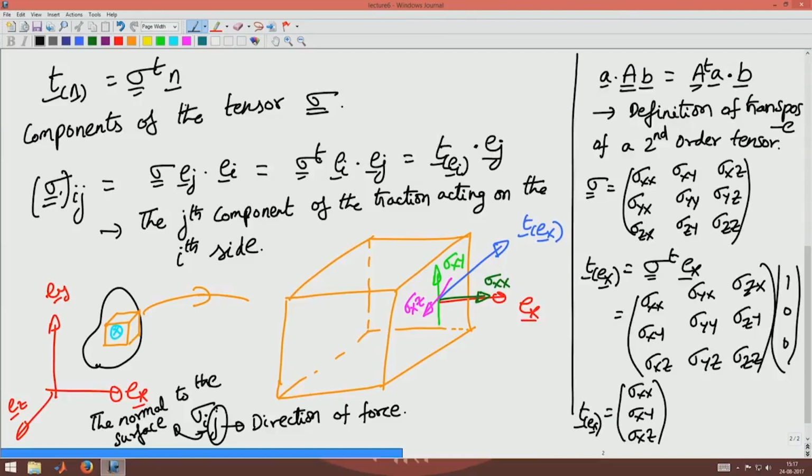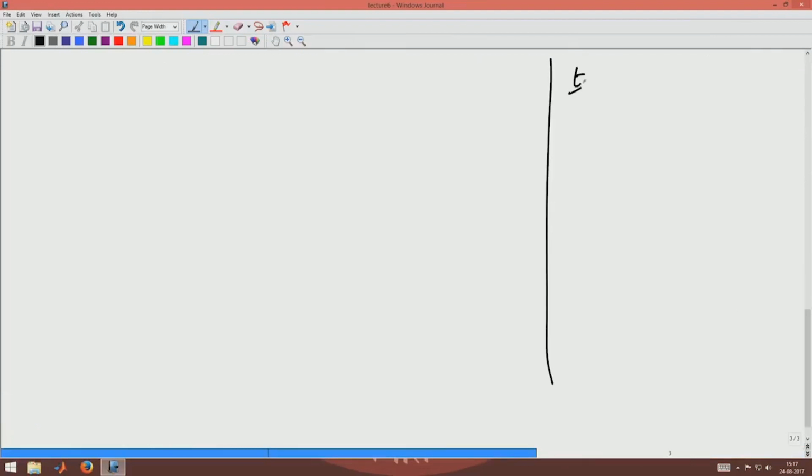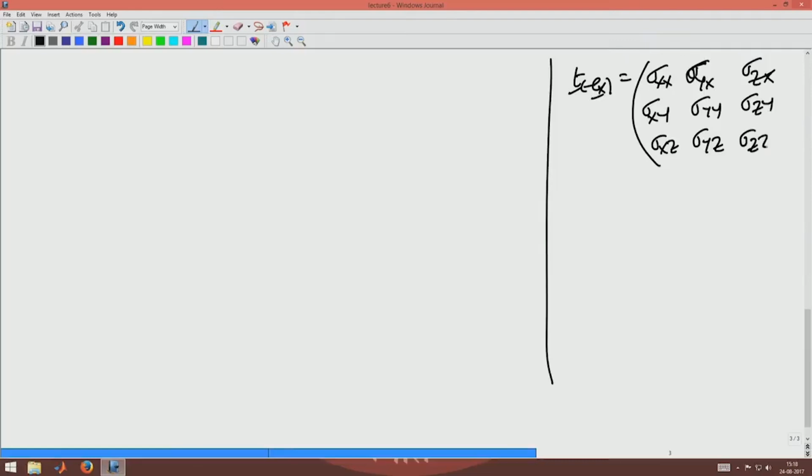Now, let us go a step further and see what happens in the other face. This face, the normal is negative E x direction. Okay. So, now I have T of minus E x, that would be the matrix sigma x x, sigma x y, sigma x z, sigma y x, sigma y y, sigma y z, sigma z x, sigma z y, sigma z z acted upon by minus 1 0 0.